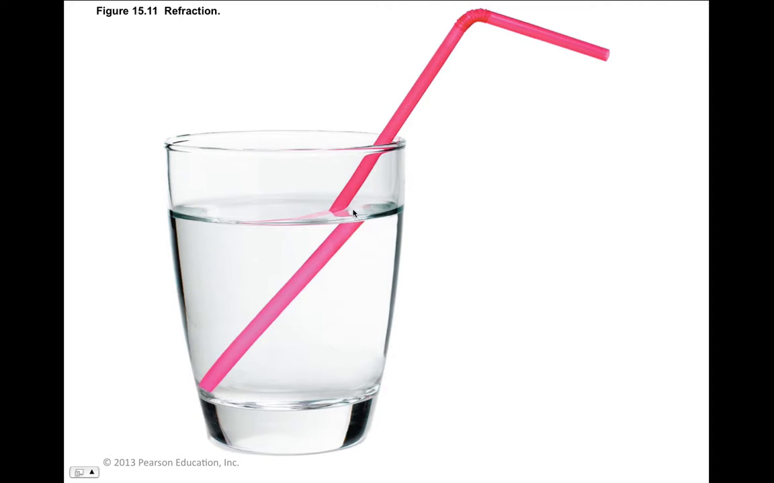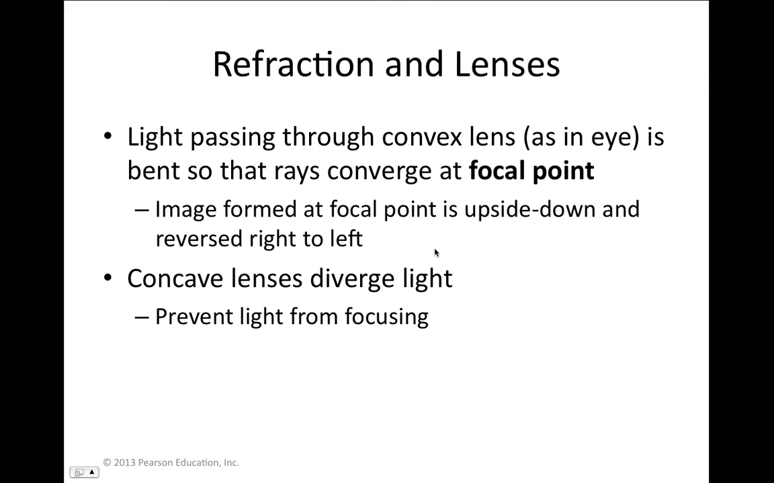So it looks like the straw is in two different places, but it's really just the way that the light is refracted differently between the glass and between the water and the glass. So light passing through the convex lens is bent so that the rays converge at the focal point. If they do not converge at the focal point, that's when you get distorted images, or you get those black and white tones. You don't get a clear image because you're not focusing on the cones, you're focusing on a portion that is mostly rods.